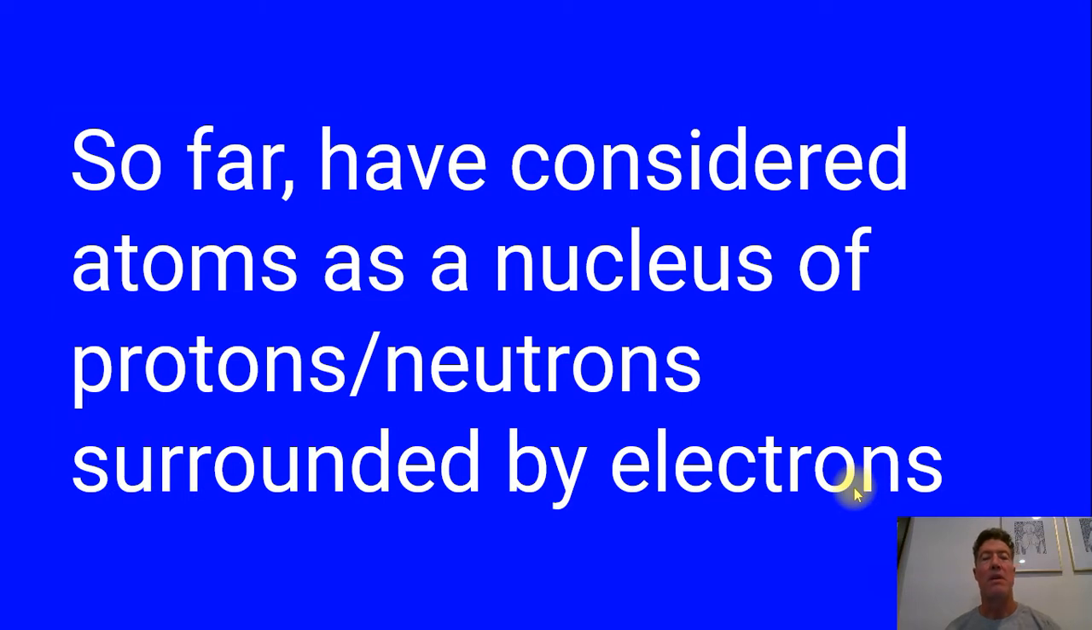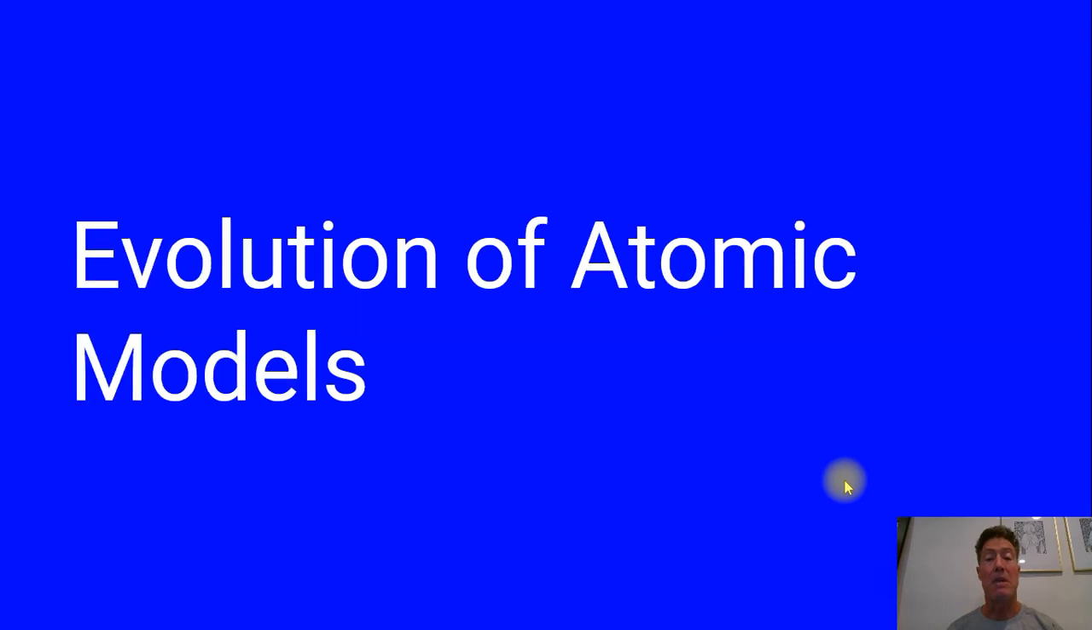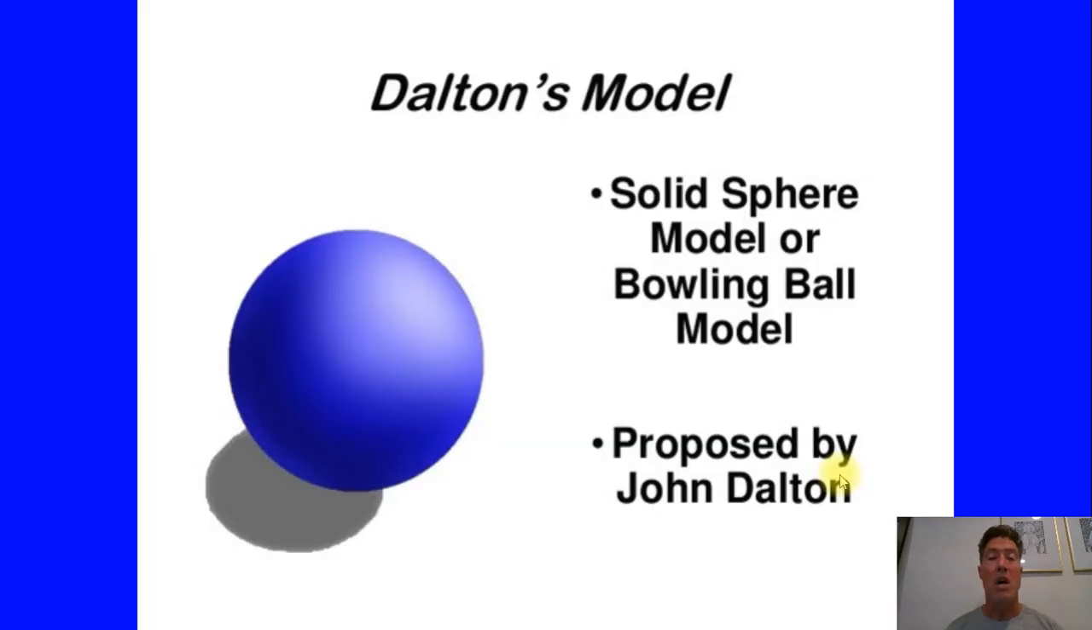So far, we've talked about the atom as a nucleus containing the protons and neutrons surrounded by electrons. Now this is a simplistic model and explains some things, but not everything. Let's go back to the evolution of the atomic model. We begin with John Dalton's model, sometimes known as the bowling ball model or the solid sphere model.